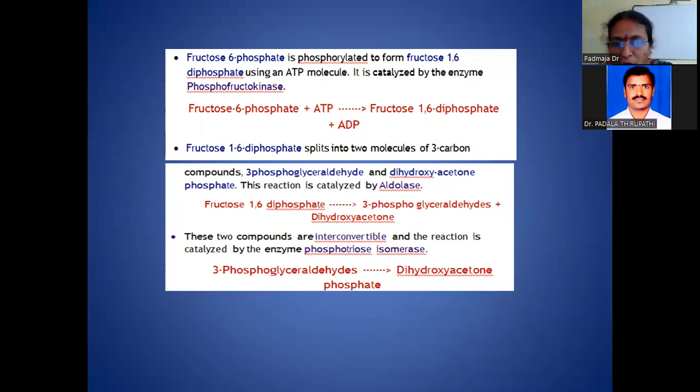That means bifurcation of fructose 1,6-diphosphate is taking place. We have to remember the enzyme as aldolase. And these two compounds are interconvertible. So what we have to remember is they are interconvertible. 3-phosphoglyceraldehyde may be converted to dihydroxyacetone phosphate, or dihydroxyacetone phosphate is converted to phosphoglyceraldehyde.